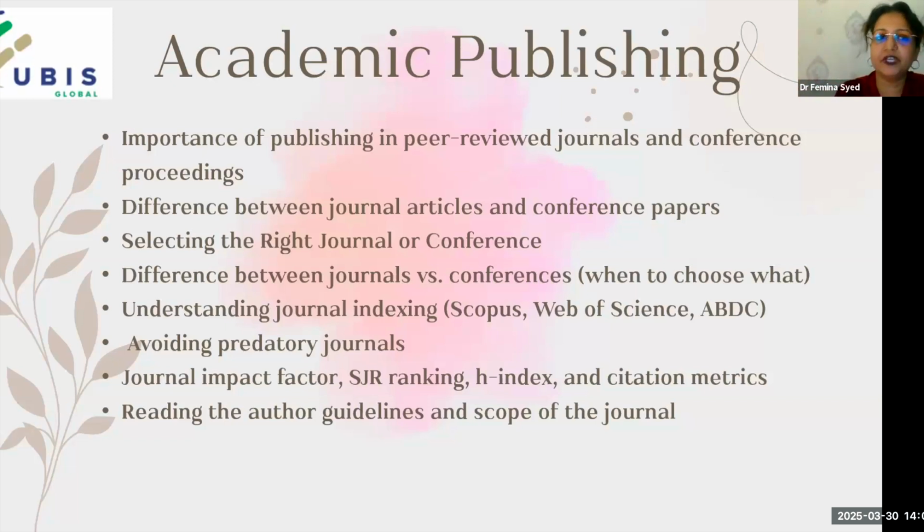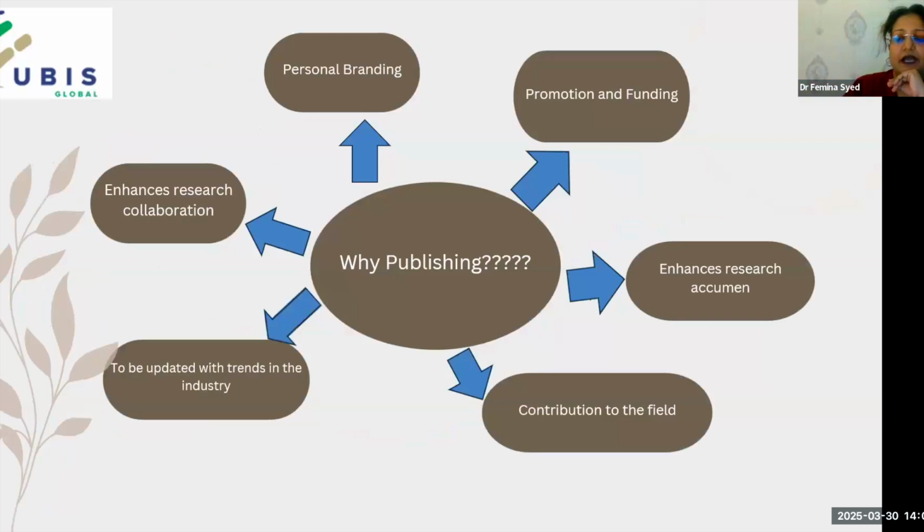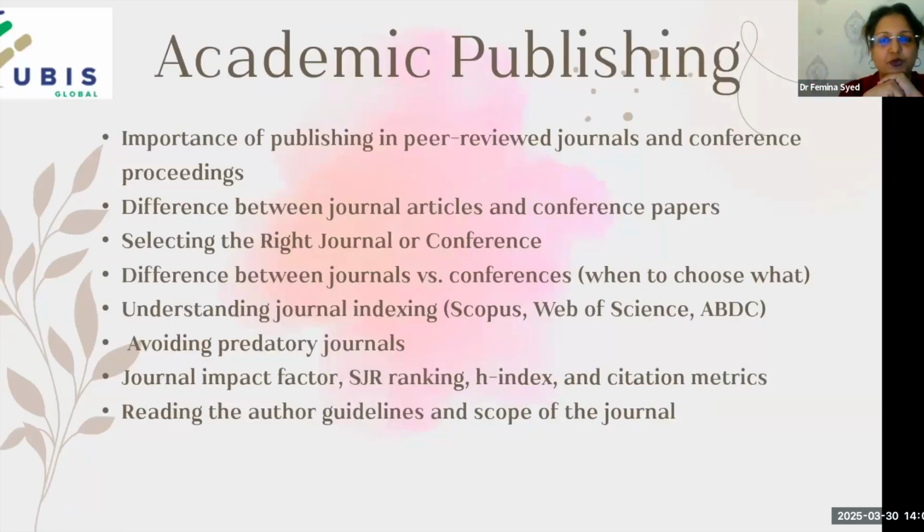What is the importance of publications and when to select journals and conferences, understanding what is journal indexing, what is Scopus, Web of Science and ABDC, and what are predatory journals, how to avoid and understand the predatory journals. And we will see a little bit of what is impact factor, what is H index, what is citation metrics, what is SJR ranking and all that.